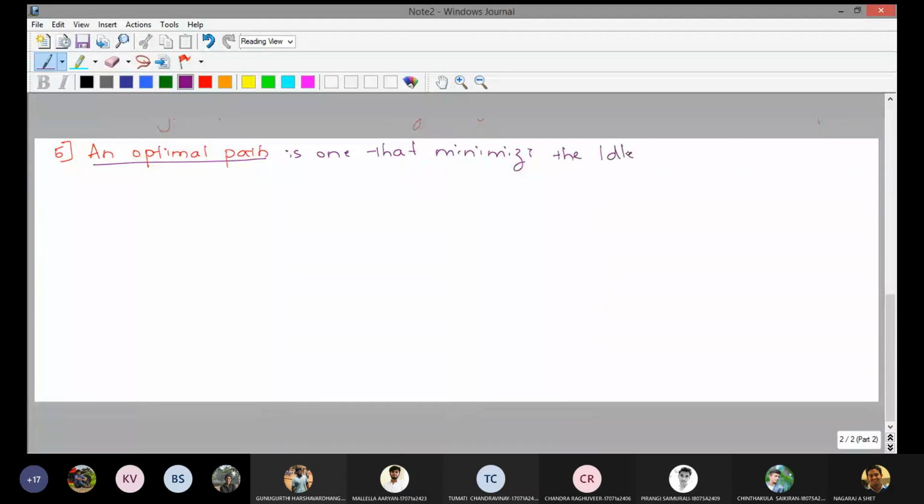The optimal path is the one that minimizes the idle time for both jobs. Okay, if you state this one point, you will get maximum 1 or 2 marks in the theory part, if you have a short answer. Sometimes they give these questions, even in GATE.